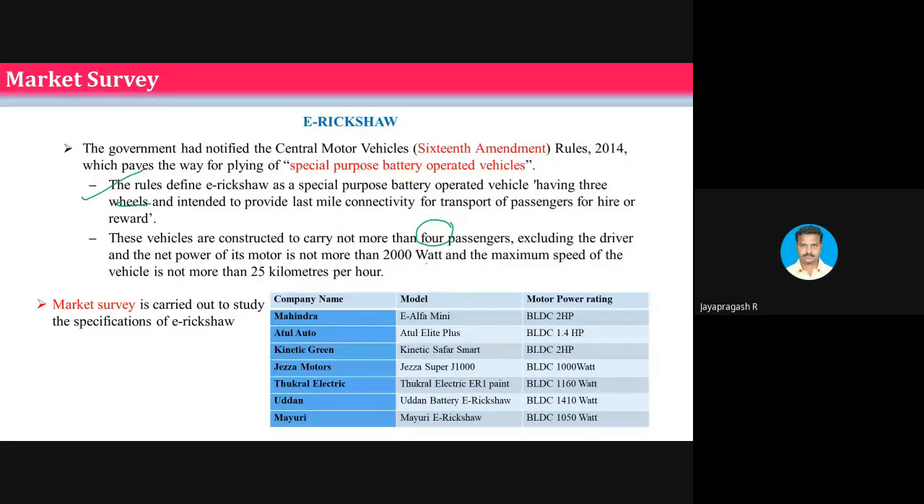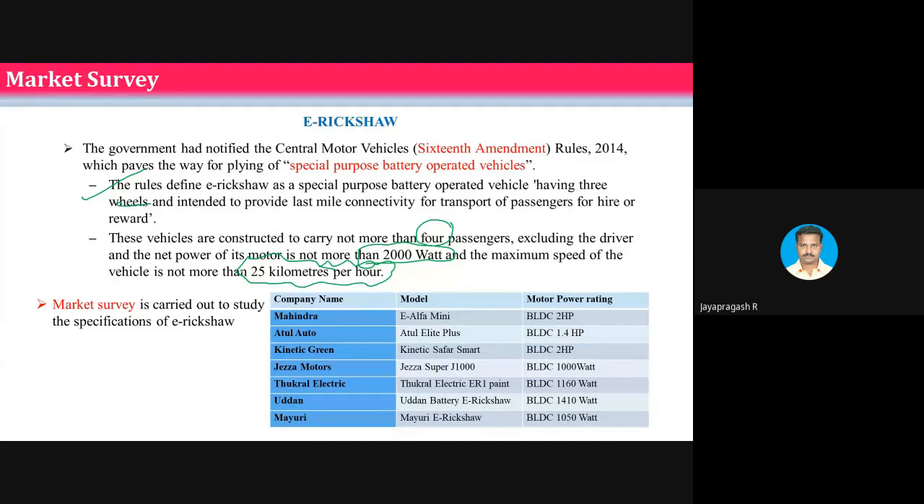That is a different thing. Four passengers excluding the driver, and the net power of its motor should not be more than 2000 watt. So whenever you design an e-rickshaw, see to it that the power rating of the machine is lesser than 2000 watt, and the maximum speed of the vehicle should not be more than 25 km per hour. So while fixing the speed, we should limit it to 25 km per hour.